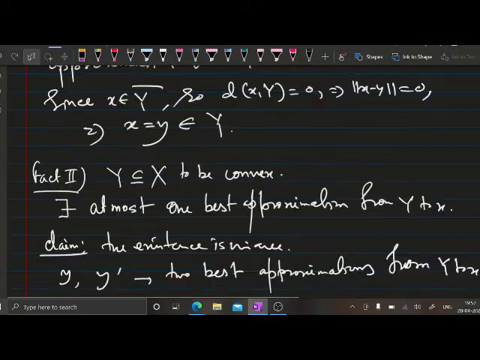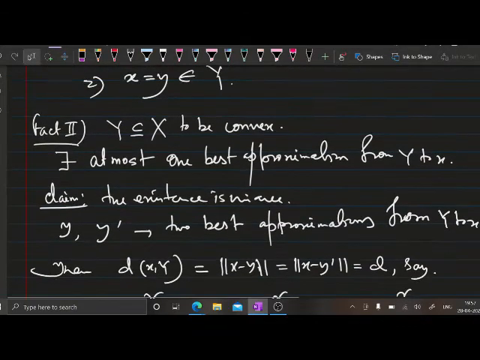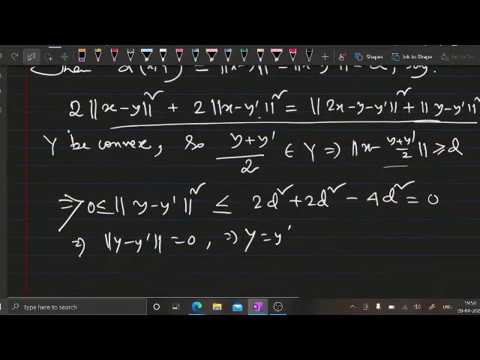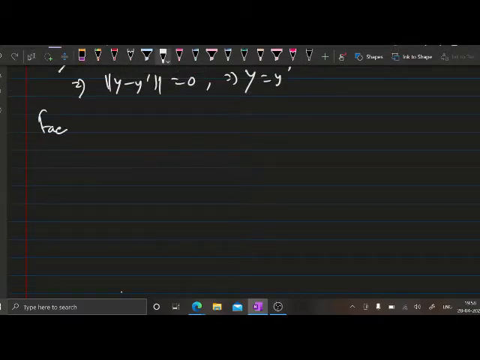So if Y is assumed to be a convex subset of capital X, then you can say that if a best approximation exists, then it must be unique. Now, fact 3. We are going to have some kind of method or formula to deduce a best approximation from Y to x, maybe under some imposed conditions.